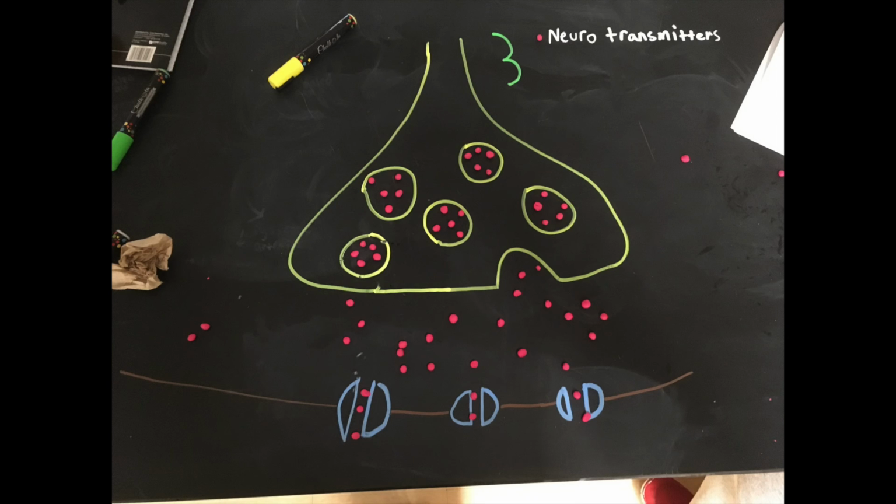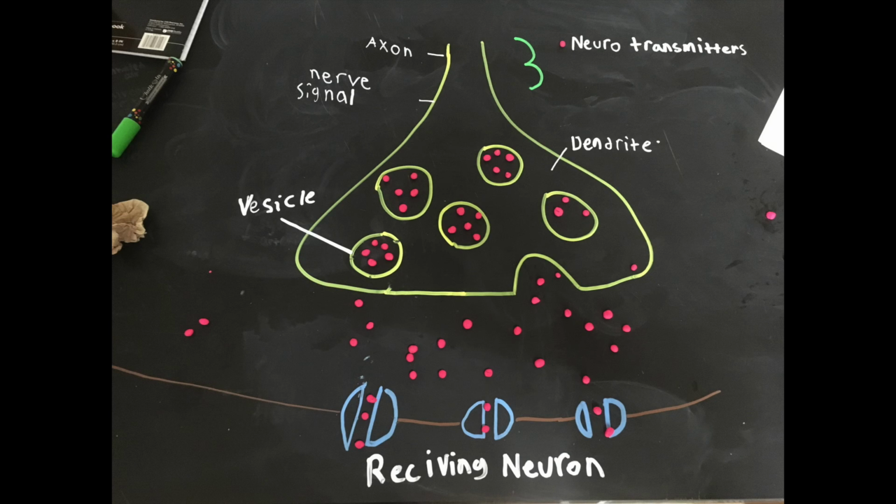And as these vesicles are created in the synaptic terminal, they are sent up to the axon to relay the message. And here is just the description or the label of each part of the cell.